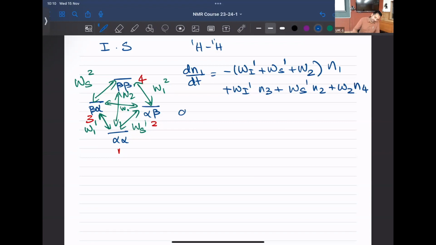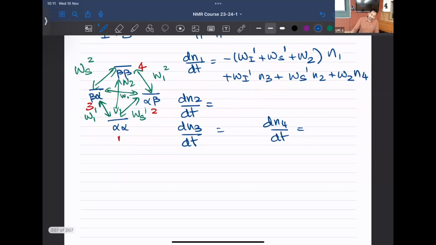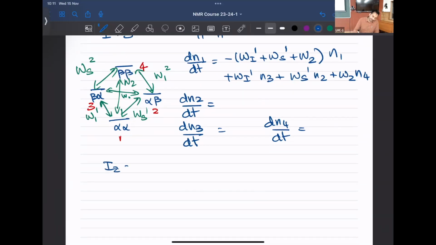And similarly, if you calmly sit and write dn2 over dt, dn3 over dt, and dn4 over dt following a similar pattern, these are like kinetic rate equations, you would be able to write them, right? With that being the case, the next step is to write the operators in terms of these populations. We take inspiration from the spin half system, where you have alpha and beta, and we said Mz, which is like Iz, is nothing but n alpha minus n beta. You guys remember this, which is population in alpha minus population in beta.